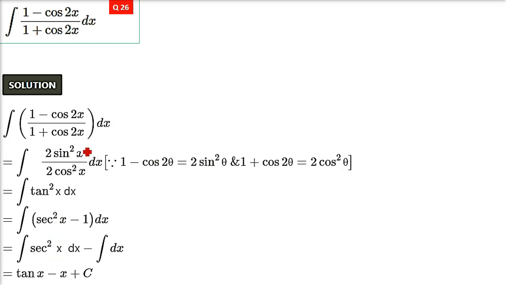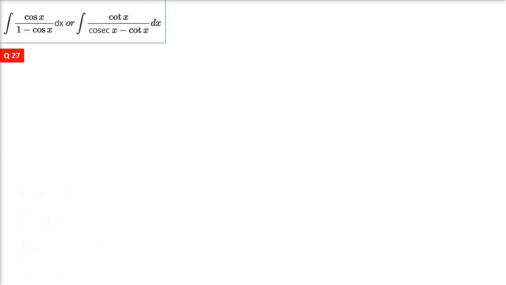1 minus cos theta and 1 plus cos theta are 2 sine square theta and 2 cos square theta respectively. Now these 2 questions have the same result. You will see the right one, which is cot x divided by cosec x minus cot x, will change to cos x by 1 minus cos x after simplifying it. So this cot x can be written as cos x by sin x. In the denominator we have cosec x.